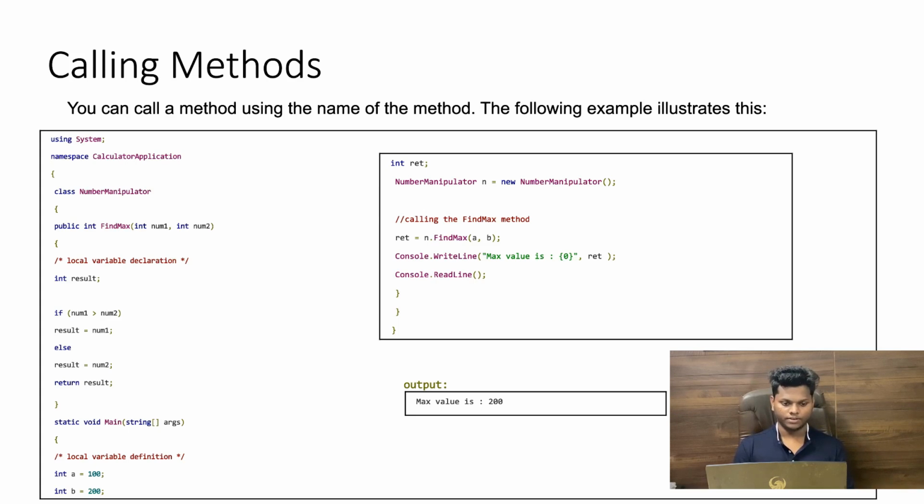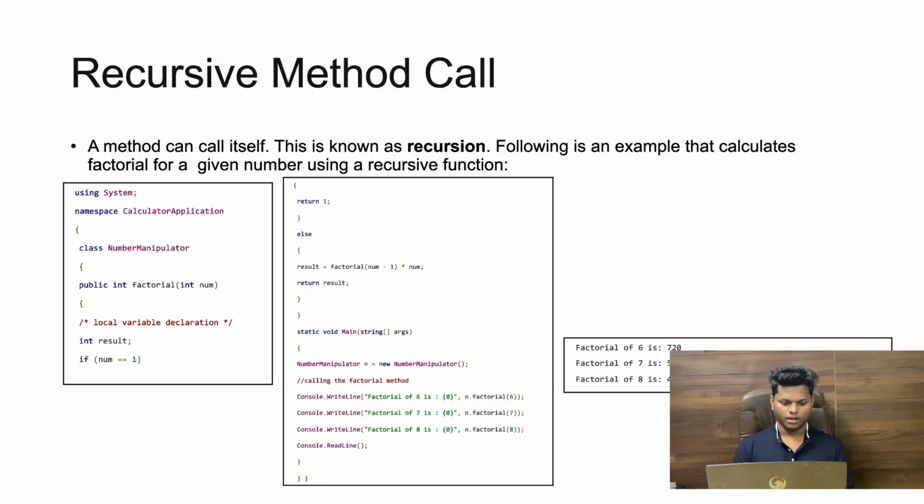The first example is given here that two integers num1 and num2 are assigned with the value of a as 100 and b as 200, and after calling the findMax function, the maximum value between these two integers has been printed, that is 200. Okay. So next is recursive method call.